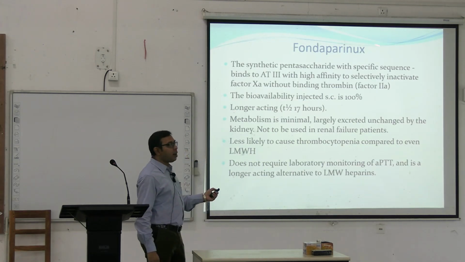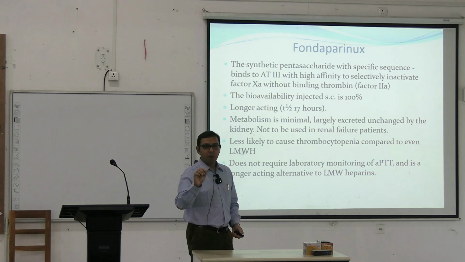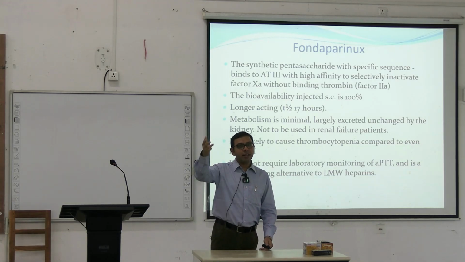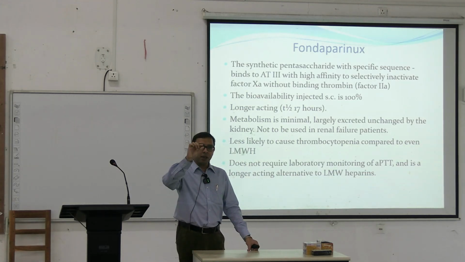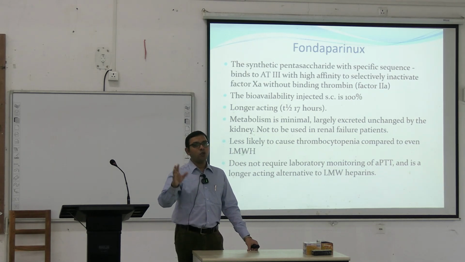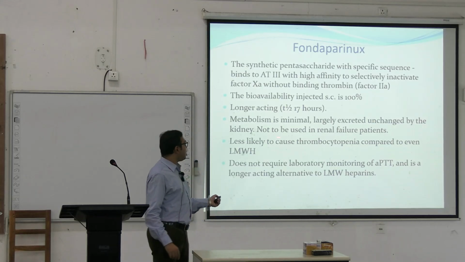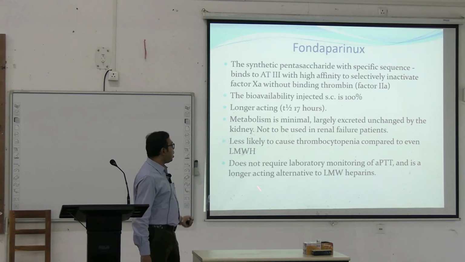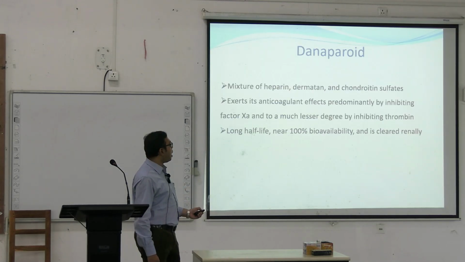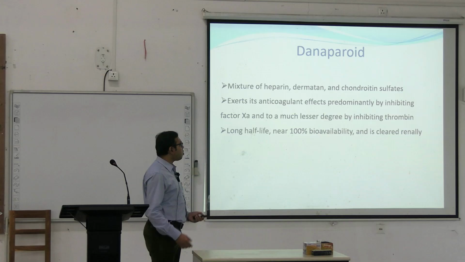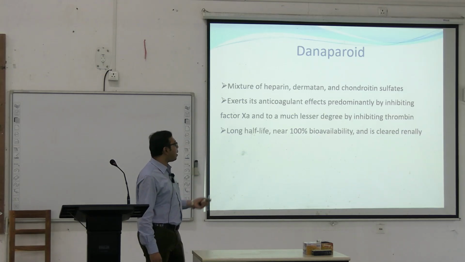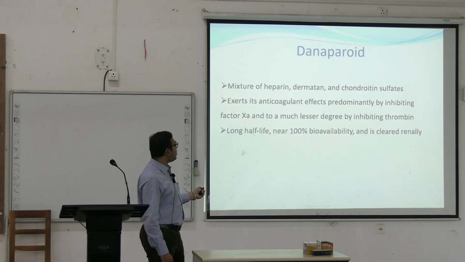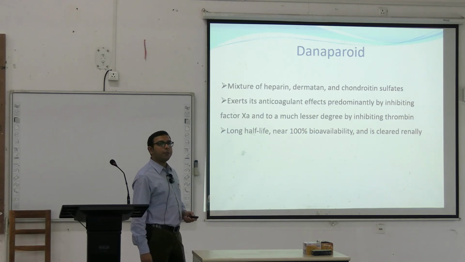Okay. Fondaparinux we have already seen, this is basically a synthetic form. Only the pentasaccharide sequence is synthesized in the laboratory, because it has been seen that this pentasaccharide sequence is enough to ultimately change the conformation of this antithrombin III. More or less, we can see it is less likely to cause thrombocytopenia compared to even the low molecular weight heparin, and does not require laboratory monitoring of the APTT. Danaparoid is lesser used now, previously used, which is basically a mixture of heparan sulfate, dermatan sulfate and chondroitin sulfate, exerting its anticoagulant effect predominantly by inhibiting the factor 10A, and it has near 100% bioavailability.